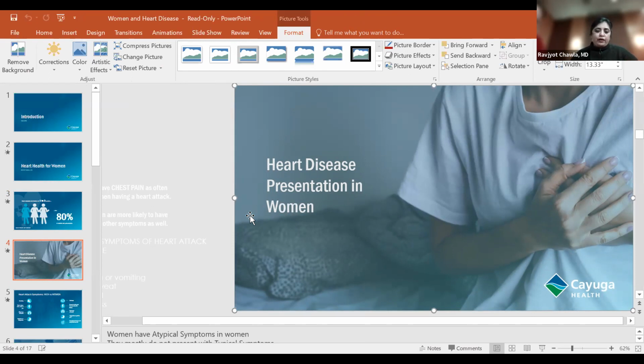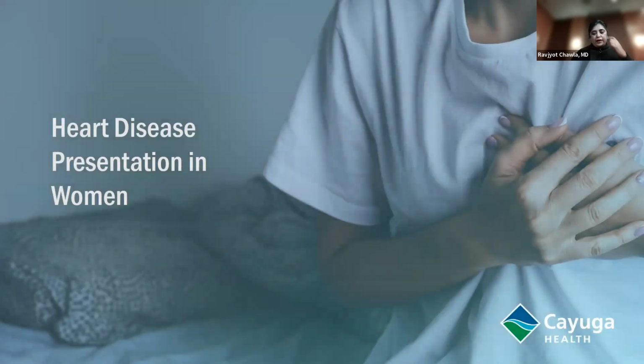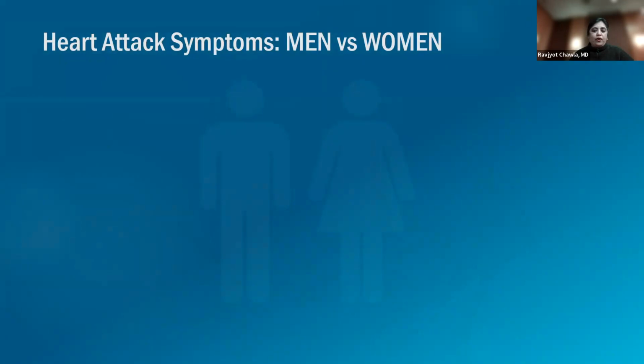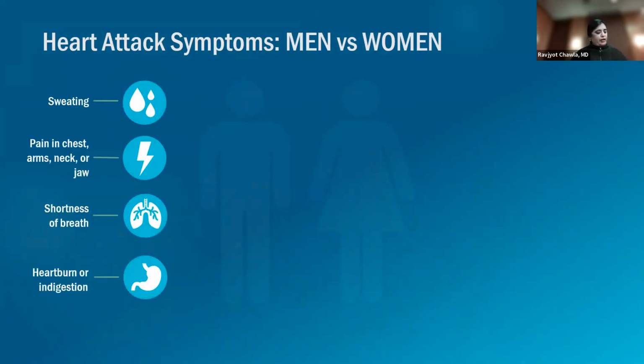So the first thing we'll talk about is how does it present? Heart symptoms in women are different from those in men. Men will generally present with more typical symptoms, which will be chest pain in the center of the chest. It radiates down the arm and jaw. It's associated with shortness of breath. It gets worse with exertion. It can also present as heartburn or indigestion.